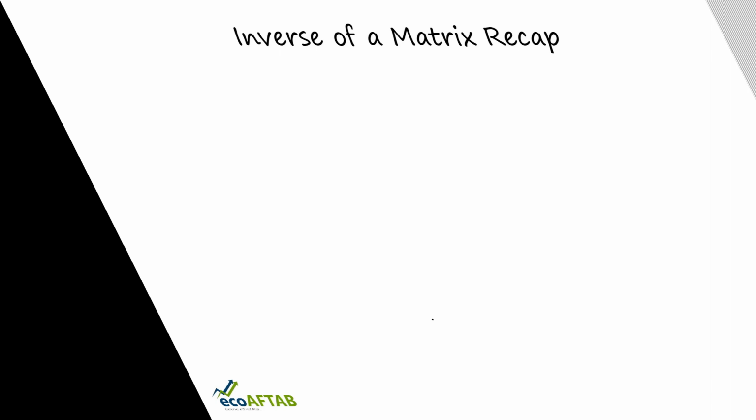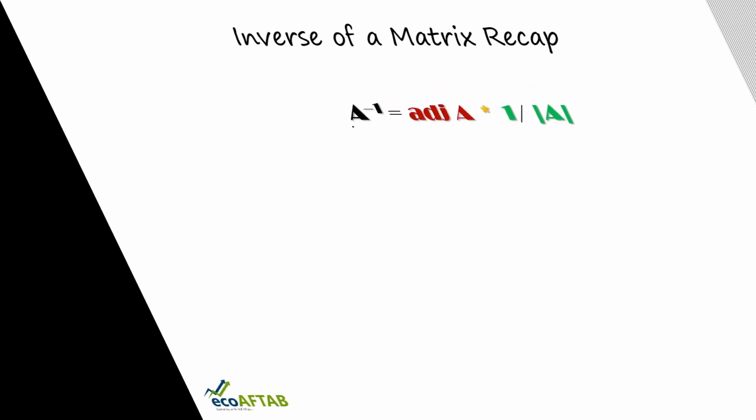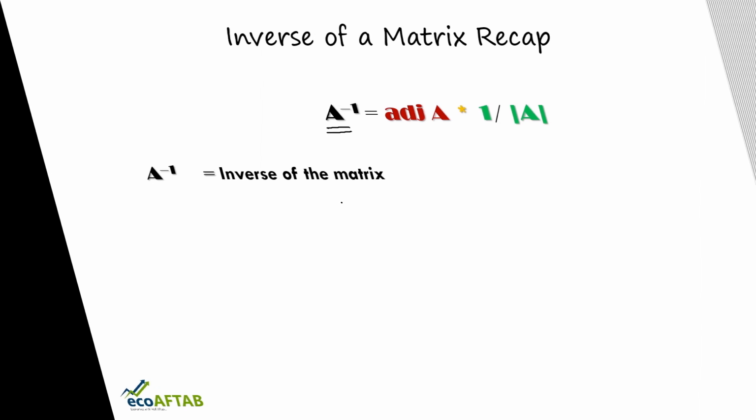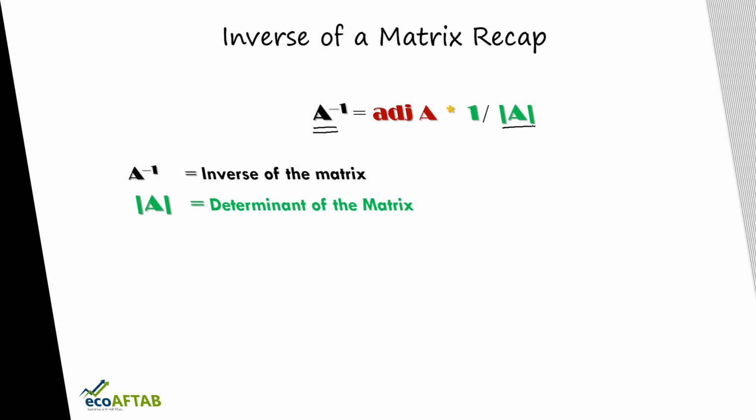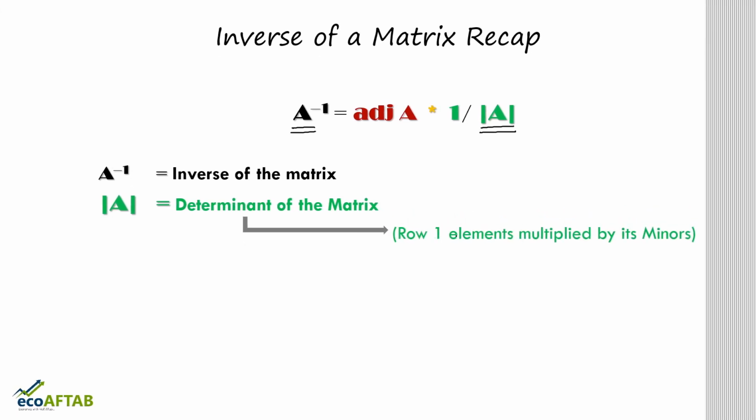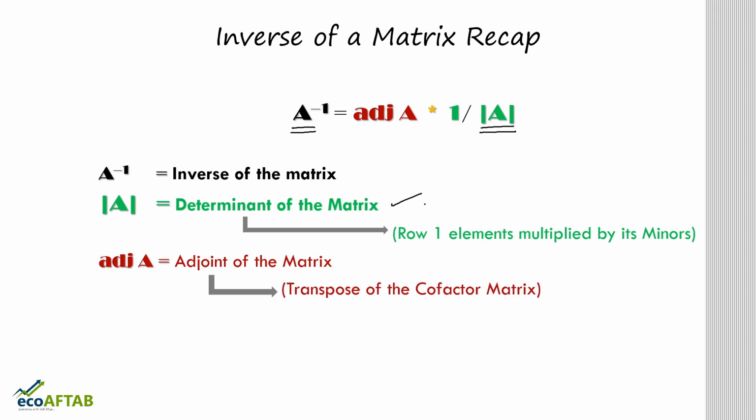So a quick recap with regard to the inverse of a matrix. This is where we started. What is this? A raised to minus 1 is the inverse of the matrix. How do we calculate the inverse of the matrix? To calculate it, we need to know the determinant of the matrix. How do we calculate the determinant? You can see the previous slides: row 1 elements are multiplied by their cofactors, and you get the determinant of the matrix. Then to calculate the adjoint of A, we need to know the transpose of the cofactor matrix. And to find the cofactor matrix, we need to know the minors of all the elements. So these are the different steps.